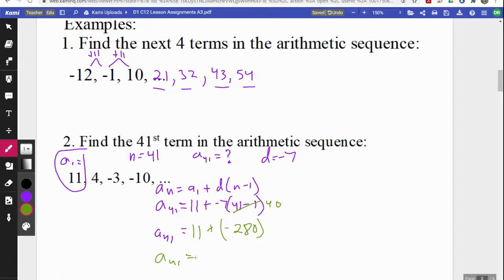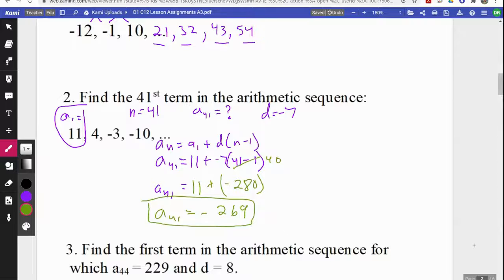And then if you added those together, we'd get a -269. So this should make some kind of sense. We're going to subtract 7 each time from each number. When we do that to the 41st position, we end up with -269 in that spot.